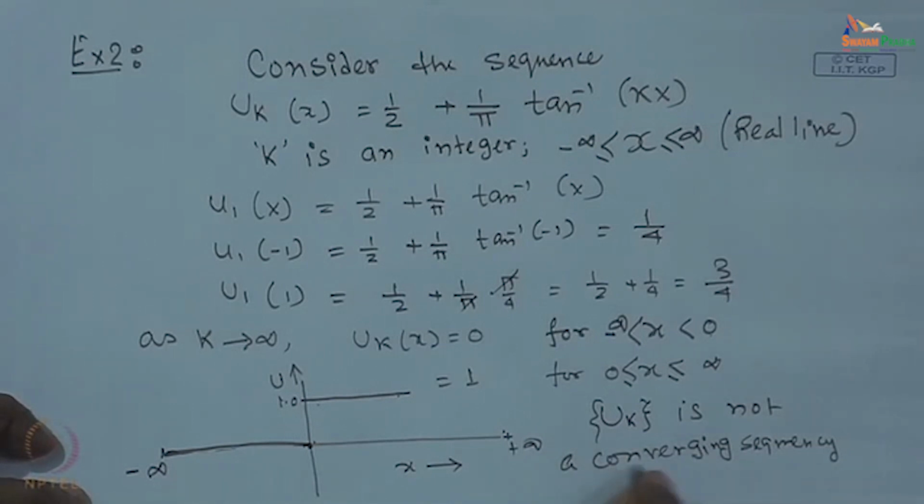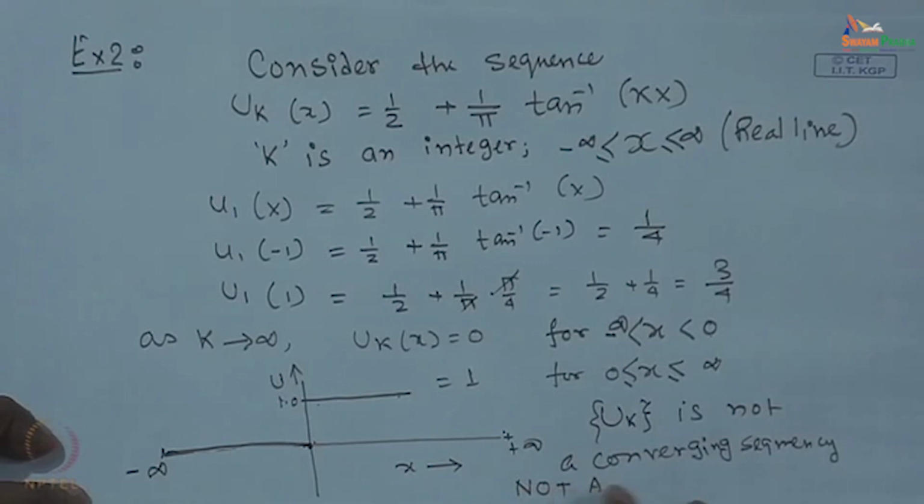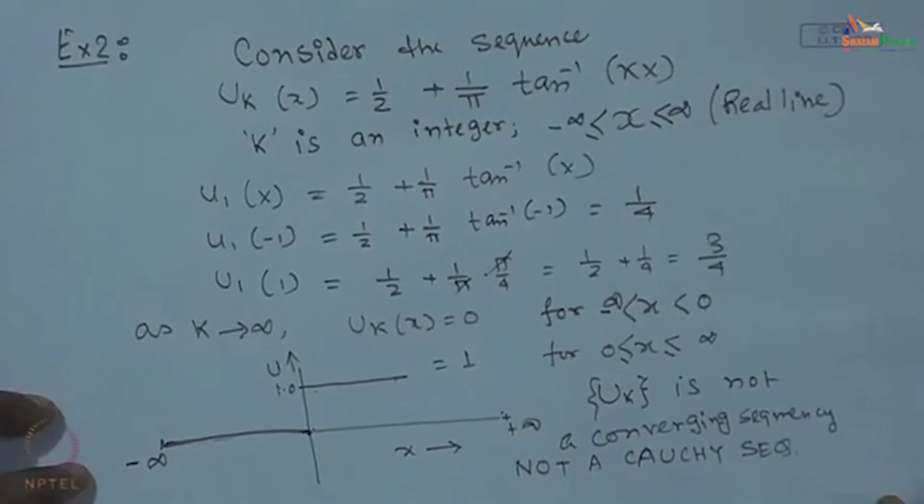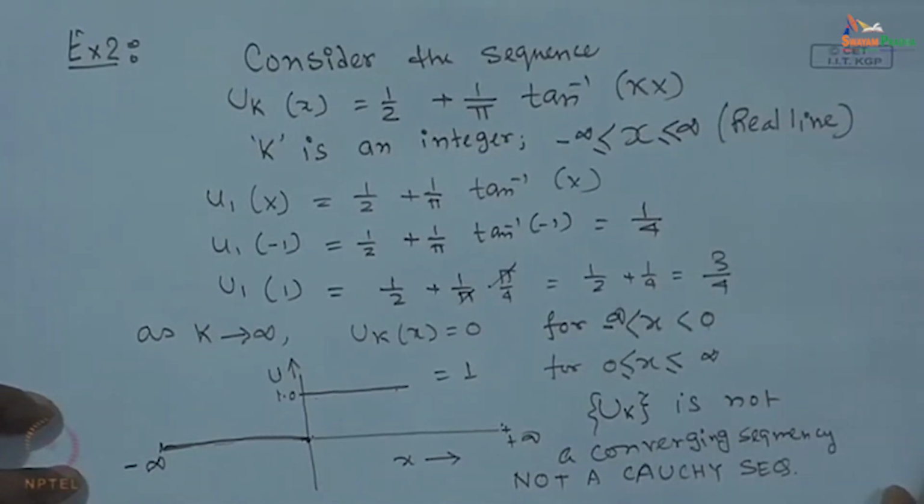Converging sequence, and the space comprising this is not also a complete space. UK is not a converging sequence, it is not a Cauchy sequence, and the space where this sequence belongs to is not a complete space.